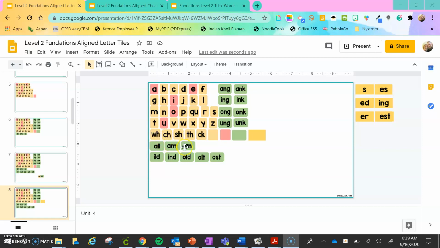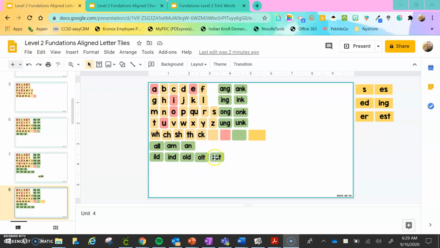SH, ship, sh, TH, thumb, th, CK, sock, k, ALL, ball, all, AM, ham, am, AN, fan, an, ANG, fang, ang, ANK, bank, ank, ING, ring, ing, INK, pink, ink, ONG, song, ong, ONK, honk, onk, UNG, lung, ung, UNK, junk, unk, ILD, wild, isled, IND, find, ind, OLD, cold, old, OLT, colt, olt, OST, post, ost.